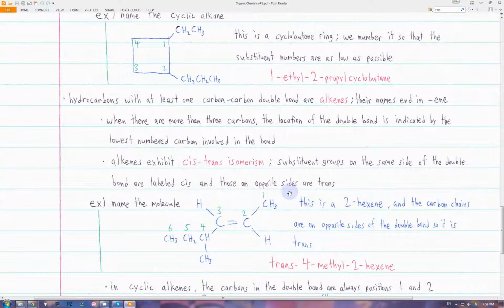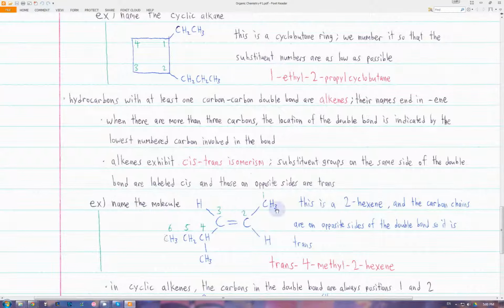And this is basically because of the extra pi bond in this double or triple bond. These groups on either side of the double bond can't rotate freely around like they can in the alkane. So it matters which side of the double bond they are on. It might be easier to picture it in an example.